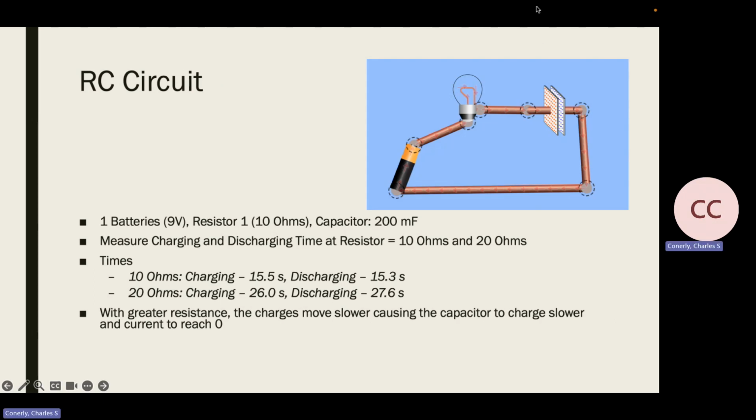Now we're going to look at an RC circuit. We have one battery and two resistors, similar to last time. We're going to look at the discharging and charging of a capacitor with resistors of 10 ohms and 20 ohms. We see that with 10 ohms, the discharging is quicker. This is because with greater resistance, the charge moves slower.